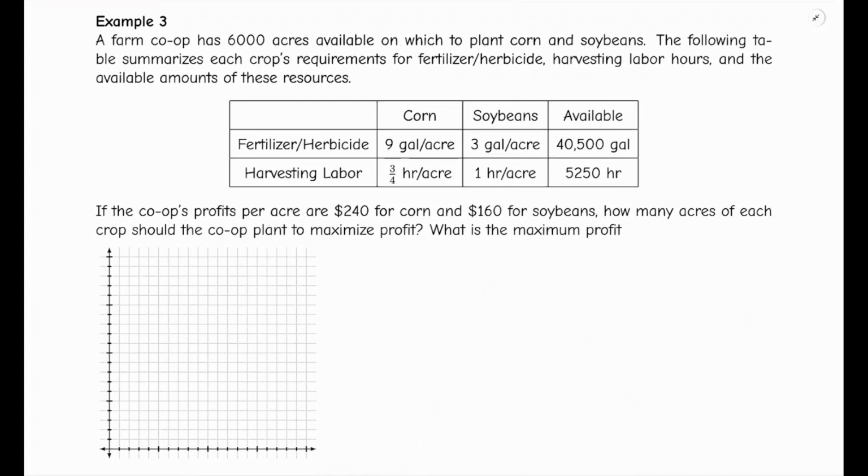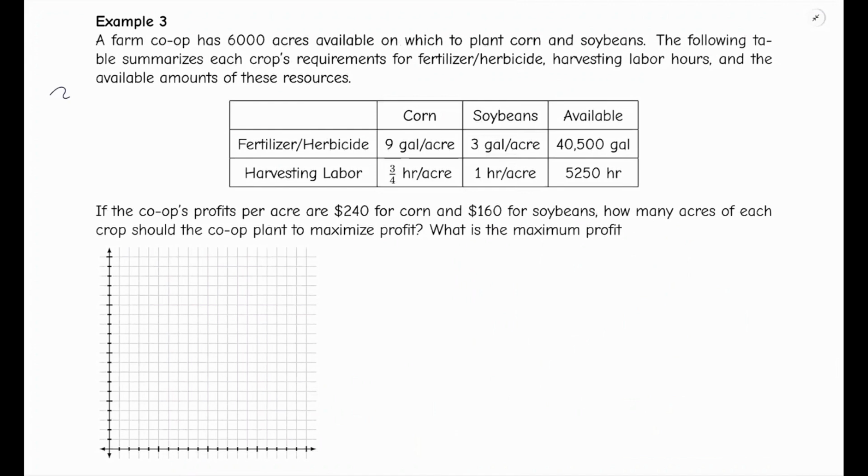Part 3 of section 3.3. A farm co-op has 6,000 acres available on which to plant corn and soybeans. The following table summarizes each crop's requirements for fertilizer and herbicide, harvesting labor hours, and the available amounts of these resources. If the co-op's profits per acre are $240 for corn and $160 for soybeans, how many acres of each should the co-op plant to maximize profit? What is the maximum profit?